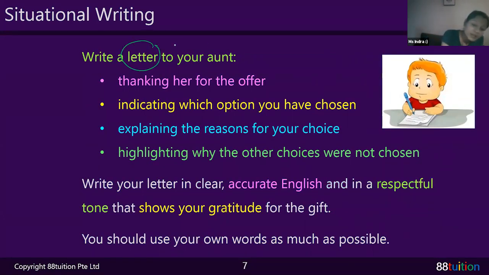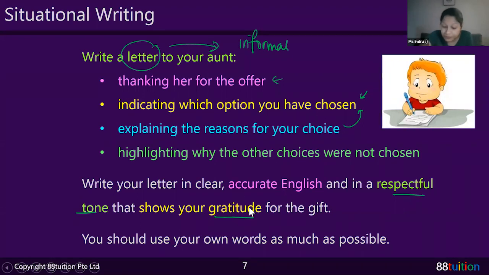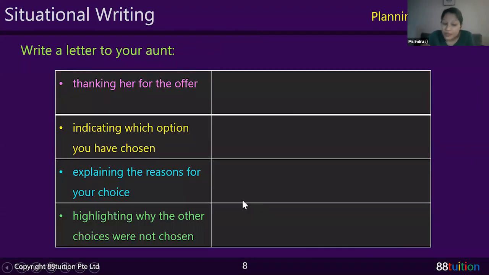Because it is to your aunt, we know that it is informal. Write a letter to your aunt thanking her for the offer, indicating which option you have chosen, explaining the reasons for your choice. So you have a reason for choosing something. So you explain the reasons for your choice and highlight why the other options were not chosen. Remember, you need to make sure that your tone is a very respectful one that shows your gratitude for the gift. So remember students, these are the pointers that we have been told to do in terms of your bullet points.